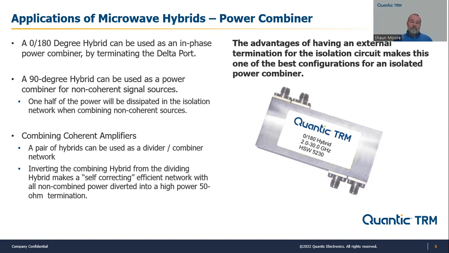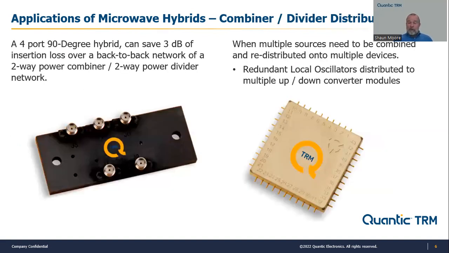So hybrids can be used as power dividers. They can be used as power combiners. Are there more applications? Absolutely. And now the next application we're going to talk about is a combiner divider. This is actually essentially a combination of the previous two conditions.